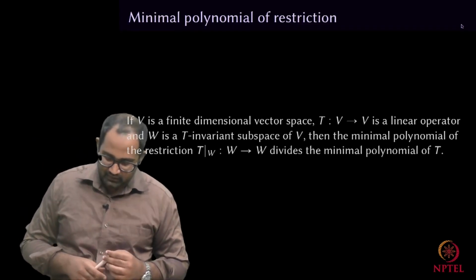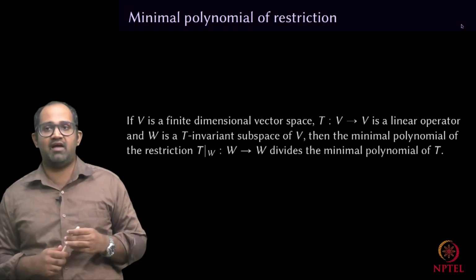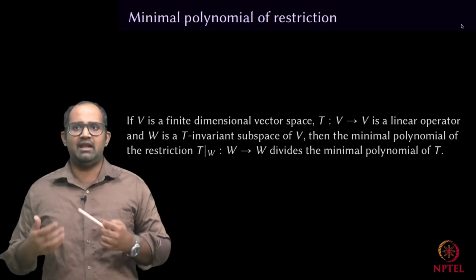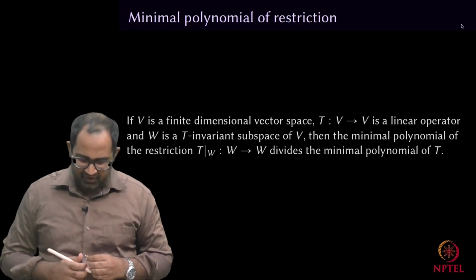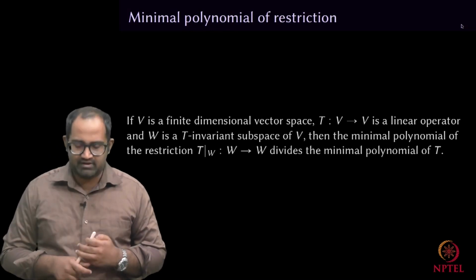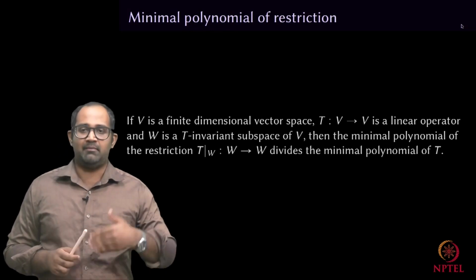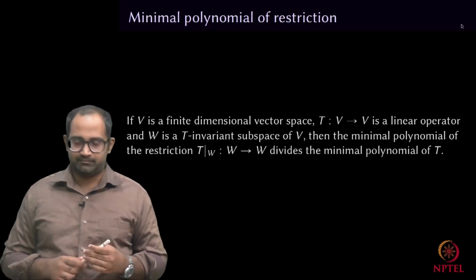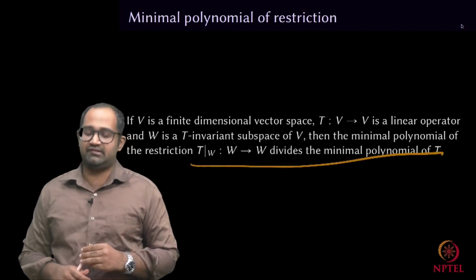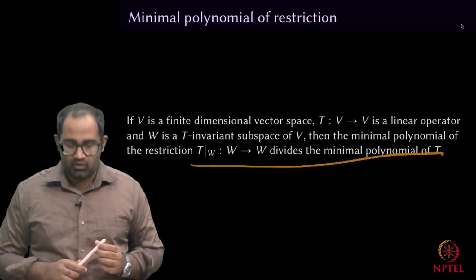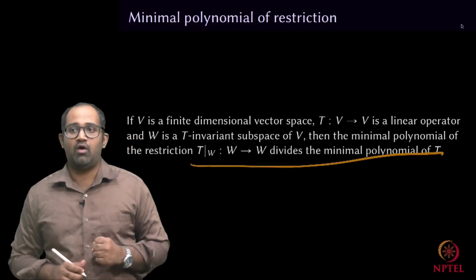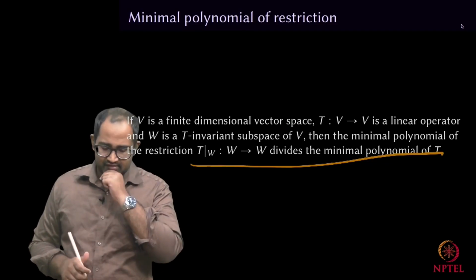Okay. Now, here is an interesting theoretical fact about the minimal polynomial that is going to prove to be extremely useful in applications. Suppose you have a finite dimensional vector space, T from V to V, and you have a T invariant subspace W. That means when you restrict T to W, you get an operator. Then the minimal polynomial of the restriction divides the minimal polynomial of T. Okay, the minimal polynomial of the restriction divides the minimal polynomial of the main operator T. Why is this the case?